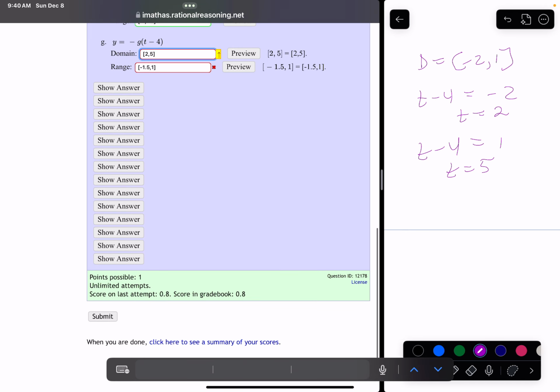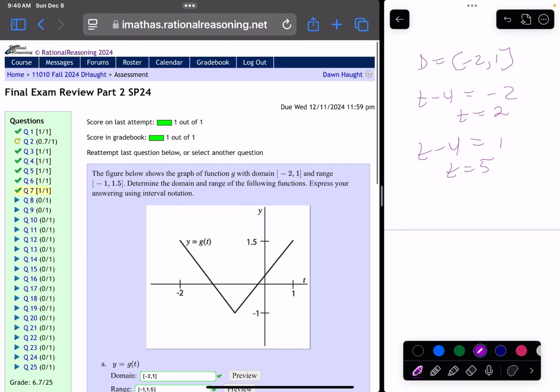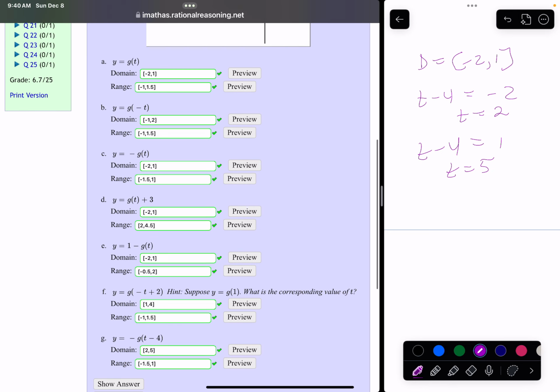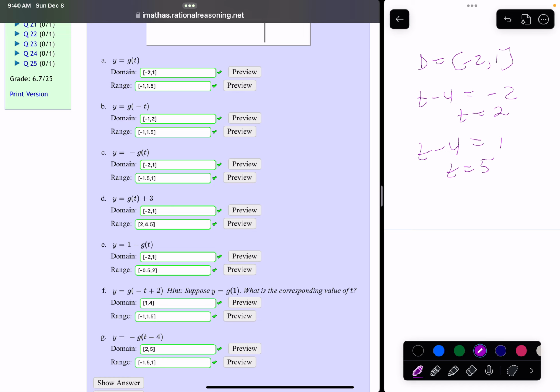Okay. So that is a rather complicated, kind of strange process. But if you just think instinctually, is it affecting my domain or my range? Do it to those values to make sure it's in least to greatest order, and then you got it.